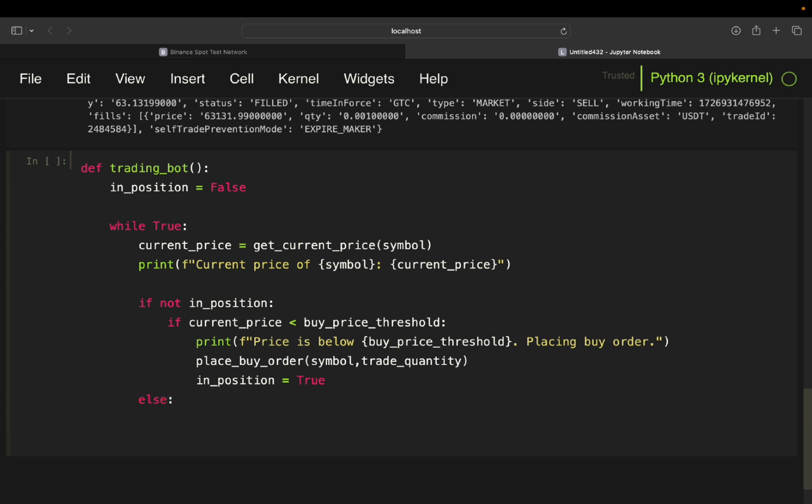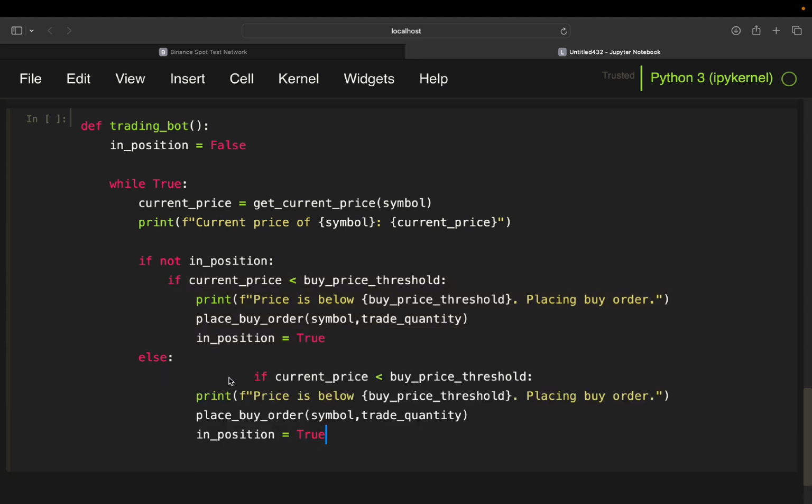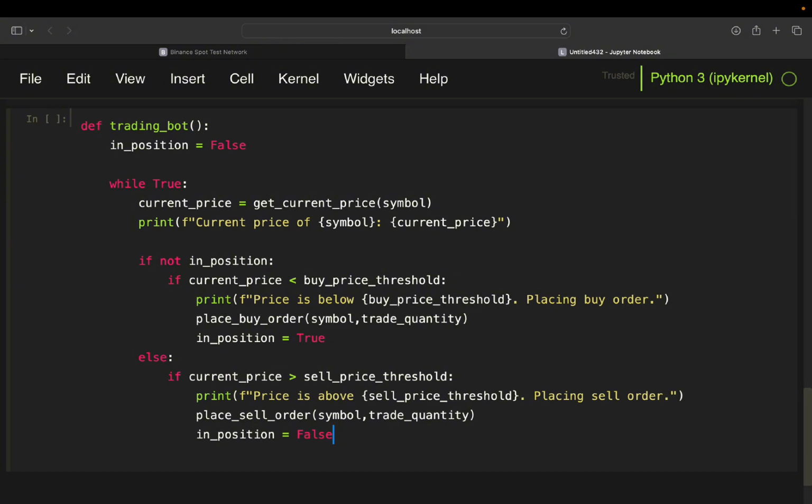So that is if we are in a position, then we're just checking the sell price logic. I'm just copy pasting and rearranging the logics here. So if current price is above the sell price threshold, price is above the sell price threshold, placing sell order, then we place a sell order and set the position flag to false again.